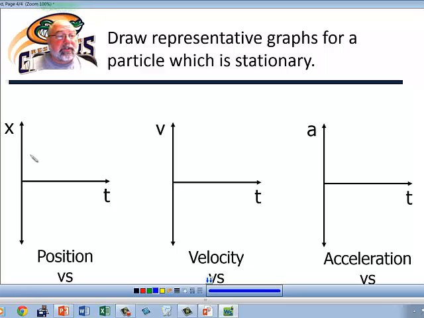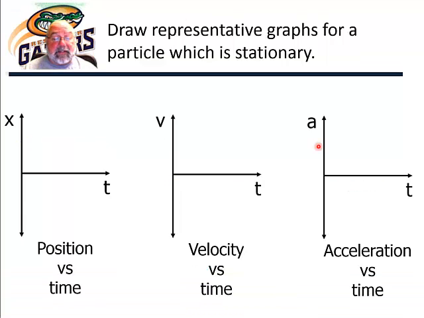So starting with the position graph, if a particle is stationary, it maintains a constant position. The slope of that position graph tells us our velocity. Well, if this has a slope of 0, that means our velocity is 0. Now, if our velocity slope is 0, that means that our acceleration is also 0. Now let's move on to the next one.